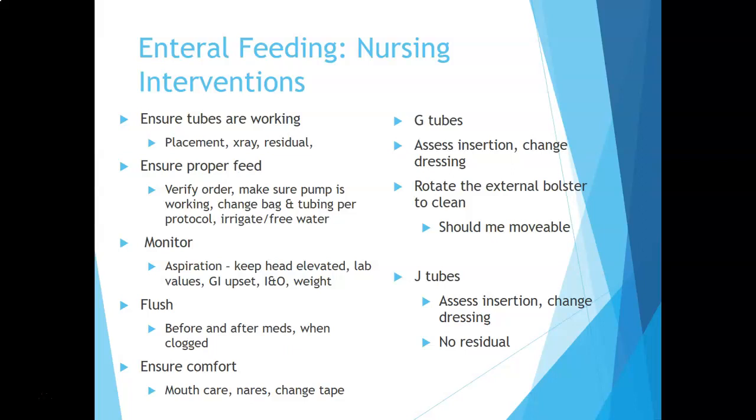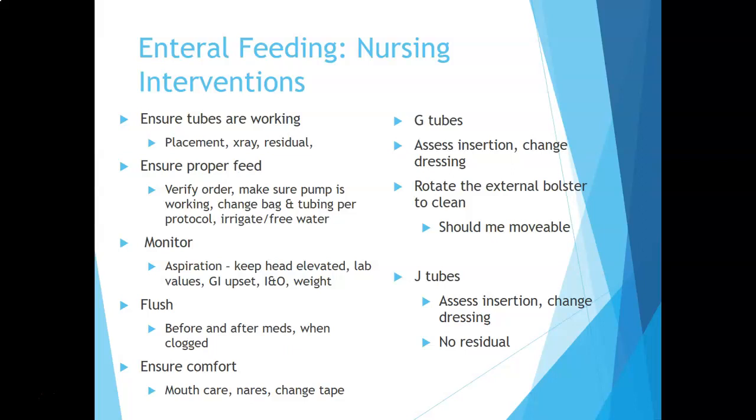Monitor for aspiration. So we're going to keep the head of the bed elevated. That helps prevent any regurgitation from happening, which can help prevent aspiration. We're going to monitor lab values, make sure they're not starting any sort of electrolyte imbalance. Monitor for GI upset. Monitor I&O, monitor their weight. Usually they should be gaining weight, or at least not losing weight. Again, we're going to flush before and after medications, and when clogged, follow your facility protocol as far as flushing and dealing with a clogged feeding tube.